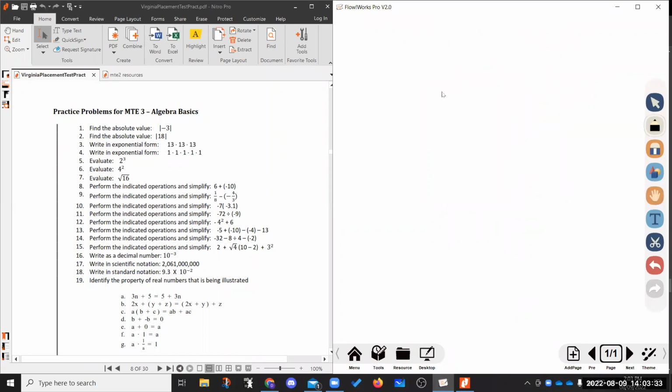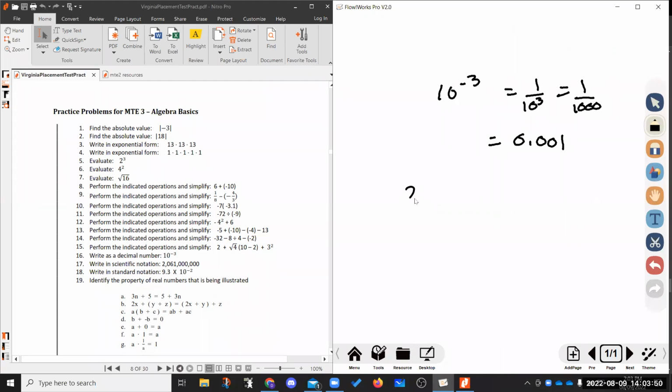We're going to look at 10 to the -3rd, and we're going to write it as a decimal. That's the same thing as 1 over 10 to the 3rd, or 1 over 1,000, which is the same thing as 0.001 as a decimal, like that.